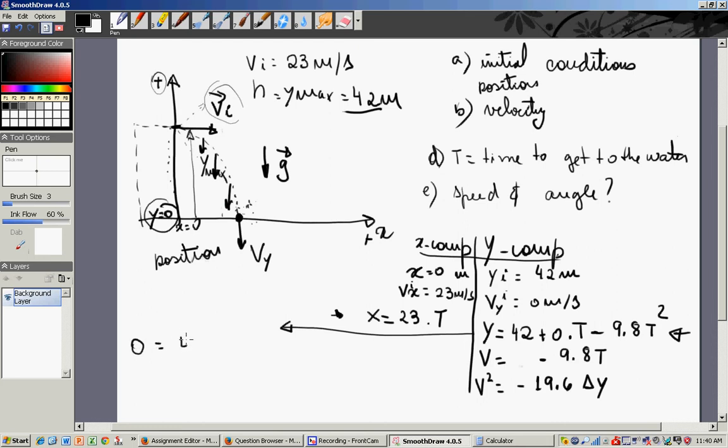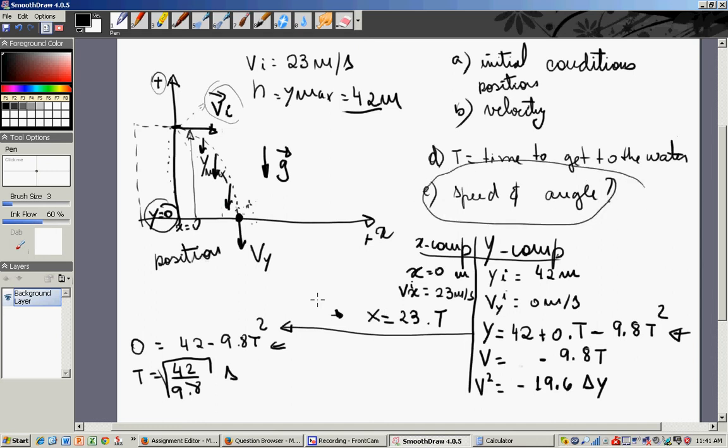Because when it hits the water, what do we know? Well, when the ball hits the water, right here, kaboom, and then you have all kinds of droplets going up. The y position is 0, because I set it that way. So 0 is equal to 42 minus 9.8 t squared, and that allows you to determine your time, right? Time is going to be the square root of 42 divided by 9.8 seconds.